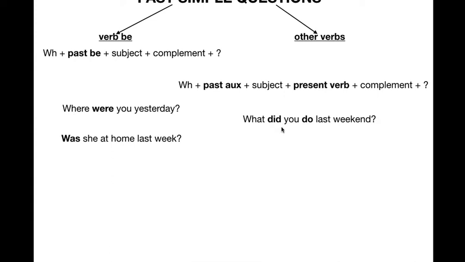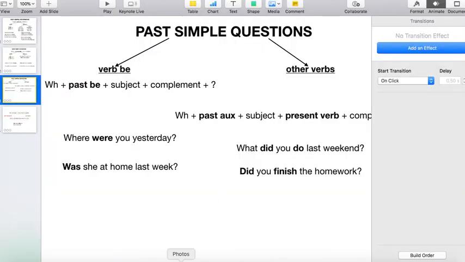¿Qué? Did you do? ¿Ok? Did you do? Hacer. ¿Ok? Hiciste last weekend. Did you finish? Finish in present, but this is the past form. Did you finish the homework? Okay? That's the idea. That's everything.